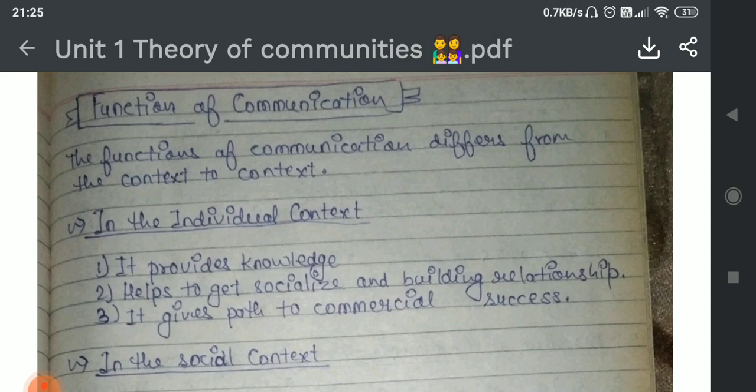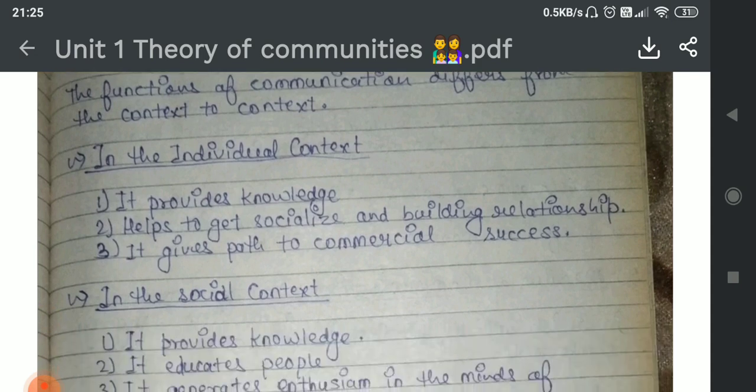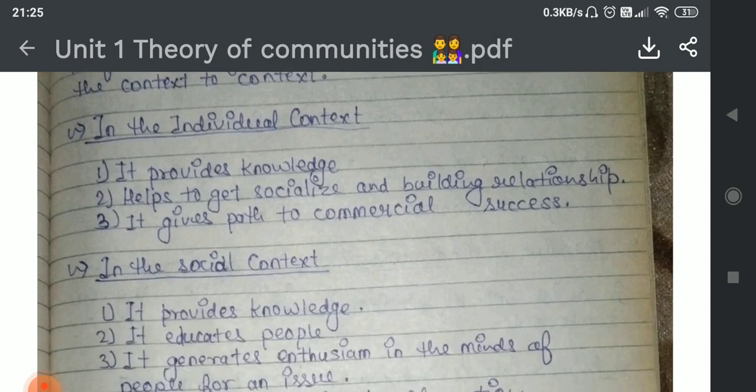So it provides you knowledge, right? So it provides us knowledge, then it helps us to be socialized in the society. It gives us our own individual identity. Then it helps us to promote some sort of things. Then it also helps us for commercial success. So yeah, these are some of the functions of communication in individual context.